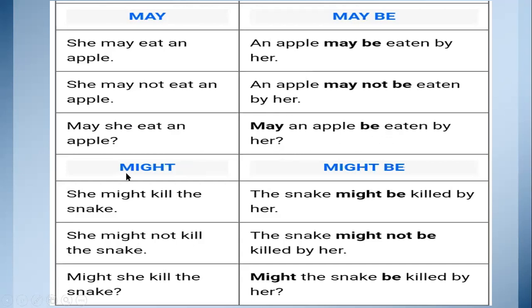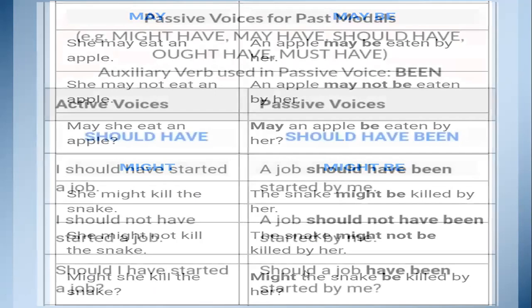Okay. Might, for the modal might, she might kill the snake. The snake might be killed by her. She might not kill the snake. The snake might not be killed by her. Might she kill the snake? Might the snake be killed by her? Okay, so again, it's only a change of be.